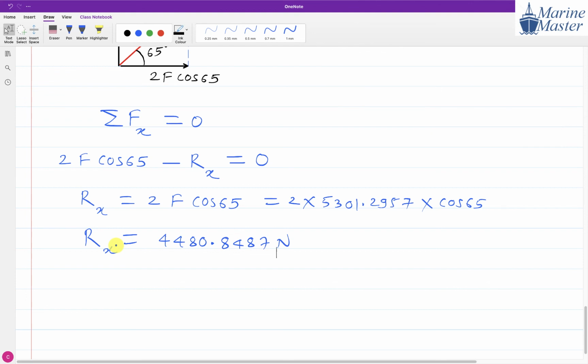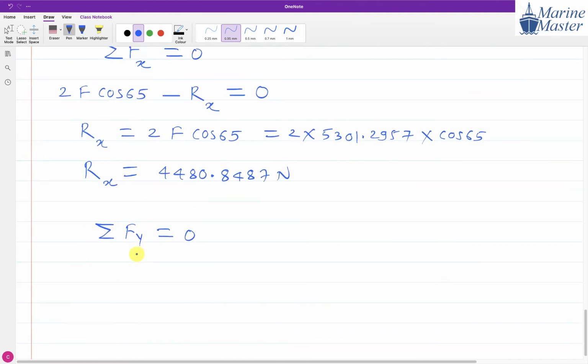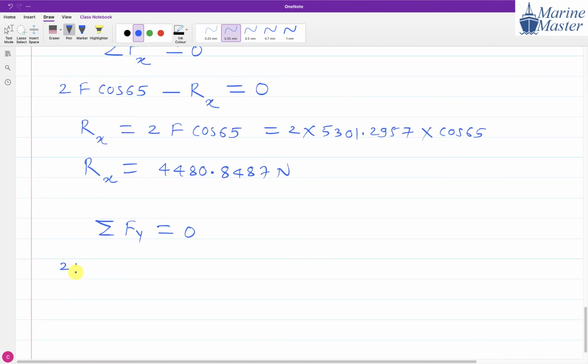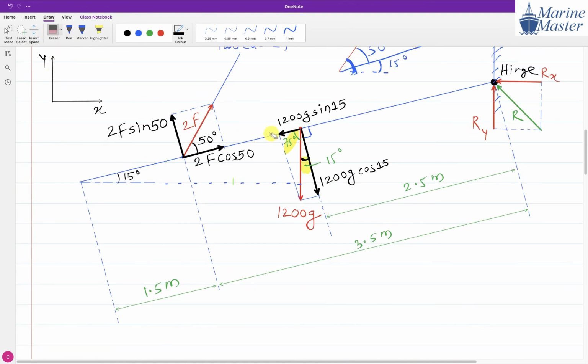Now then, we will take summation of forces in Y direction equal to 0. Here we will have 2F sin 65 and minus 1200G. Directly 1200G. Here we don't have to take any components because it is directly in Y direction. And then we will have plus Ry.